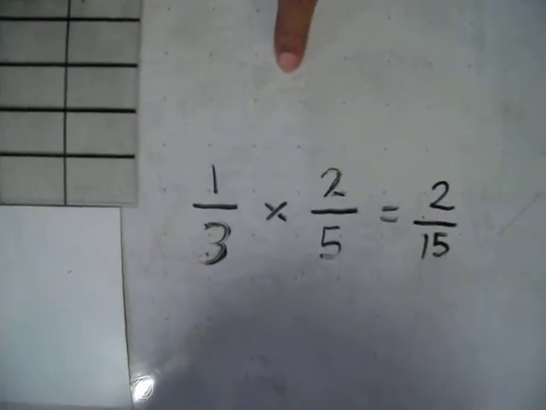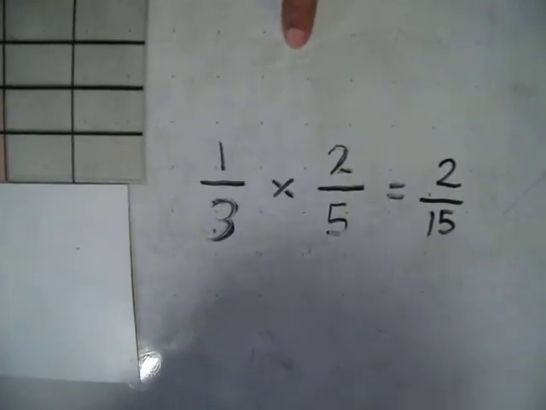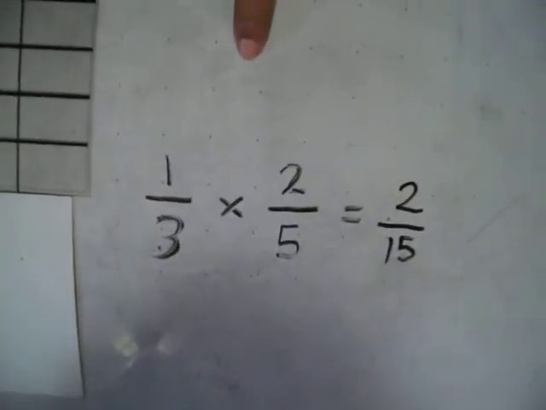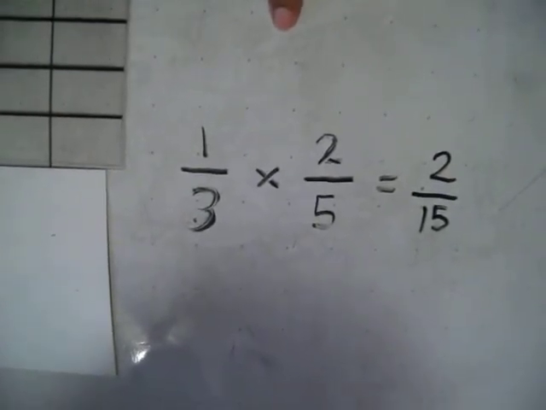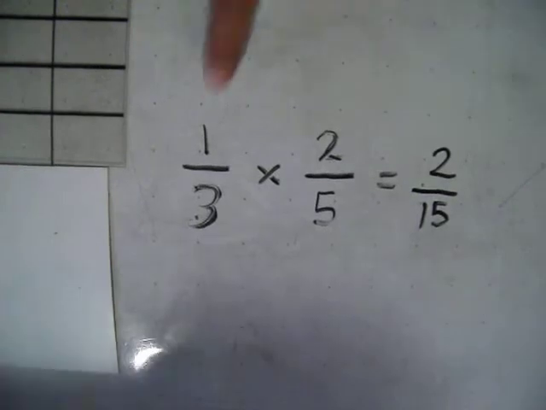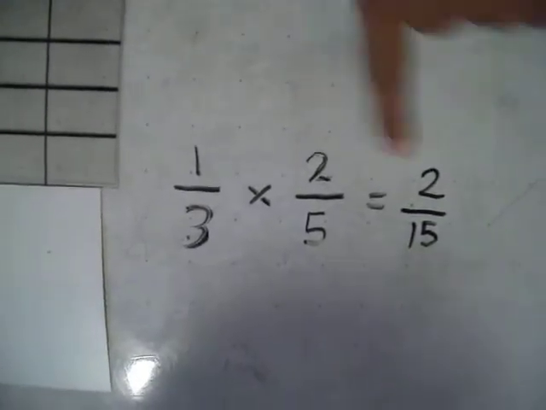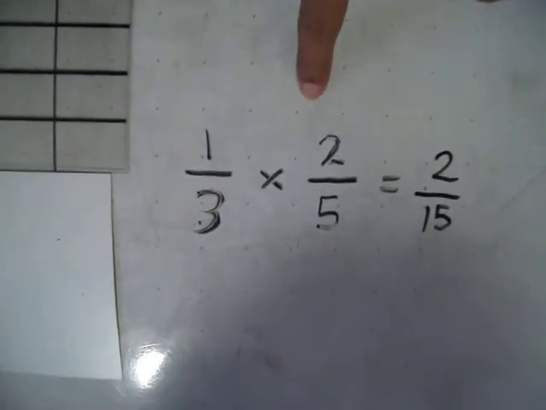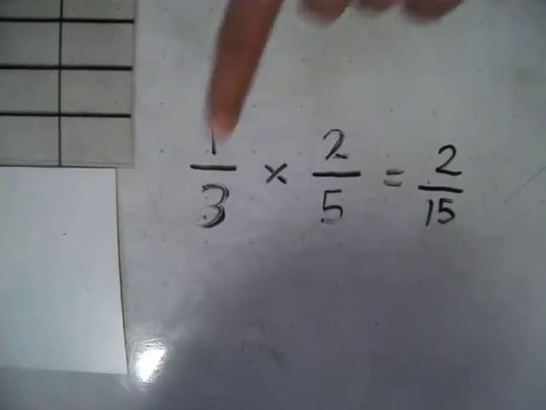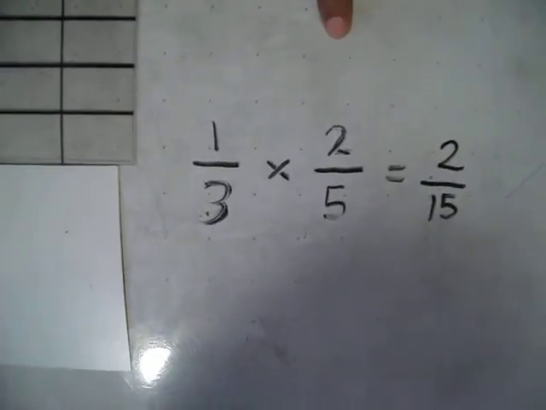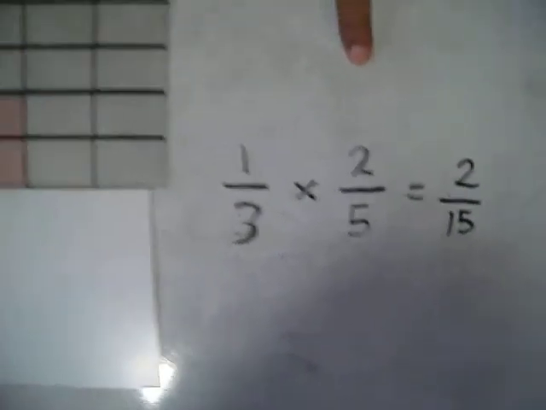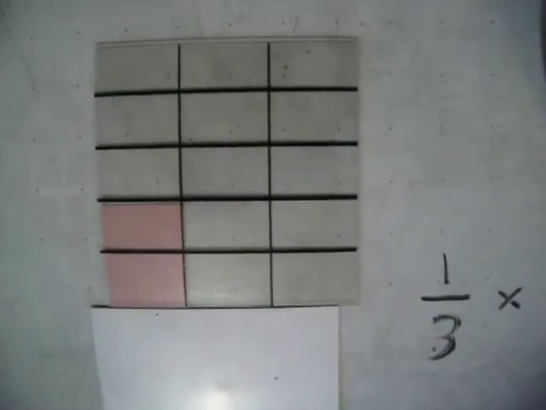Okay, so if I have 1/3 times 2/5, I get 2/15. So, if I have 1/3 of 2/5, I get 2/15. Yeah. So in other words, if I had a box that was 2/5 full, and I used 1/3 of it, that would be 2/15. Okay, pretty simple. There it is.